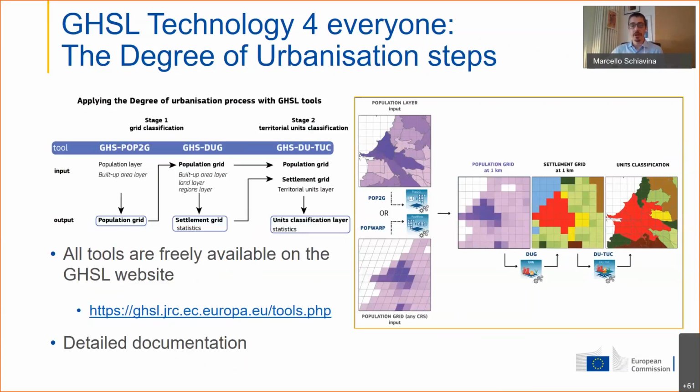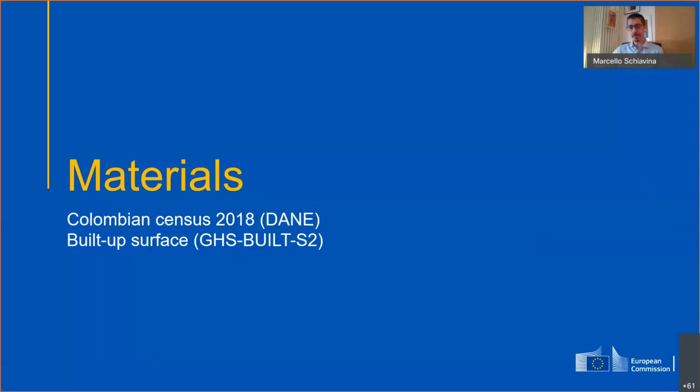The 3 main tools for the application of the degree of urbanization are the GHS population to grid, the GHS degree of urbanization grid, and finally the GHS degree of urbanization territorial unit classifier. In case of an existing population grid in local projection, the GHS pop warp implements the volume preserving warping procedure to get the population grid in any projection and resolution from your already available grid. As said, all tools are freely available on our website for download, all documented, and we provide basic support for all users. Let's go more in detail to our case study of Colombia.